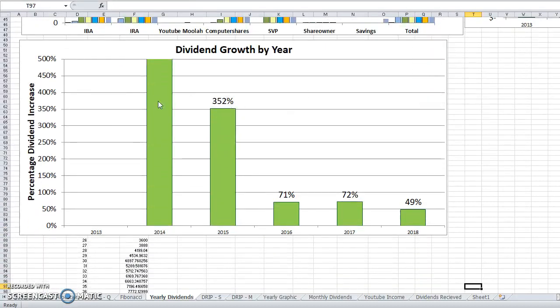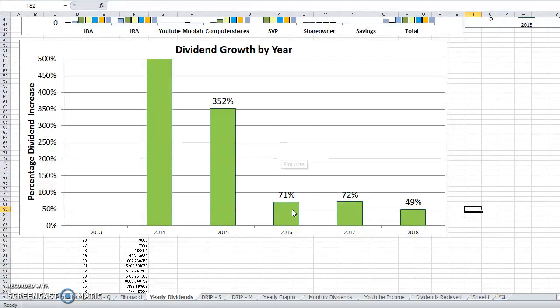Here is the dividend growth by year. This was like 30,000 because I had barely anything invested in 2013. In the last 2 years, I've increased it by about 70%. At the moment, my goal is to keep increasing by about 50% over the next couple of years. If you think about that, it was really easy at the beginning because I didn't have a lot of invested capital.